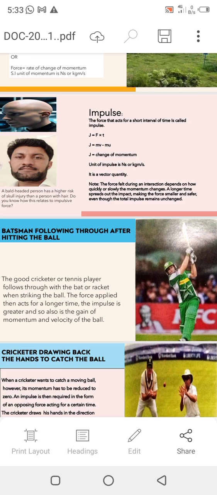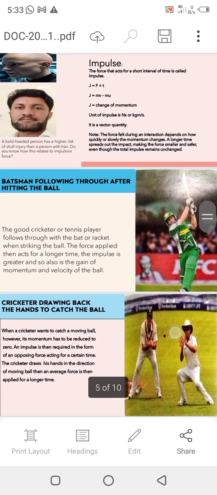So here the time of collision will be very small, so the impact of force will be very large. But in the second case, the latter case, the time of collision will be large and the force will be small, and its impact will also be small.